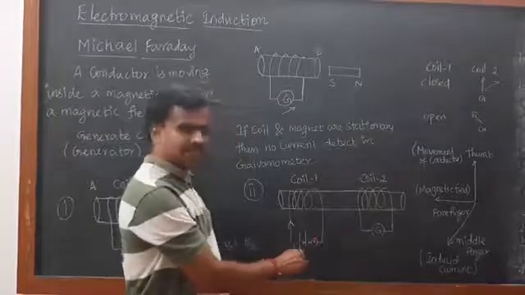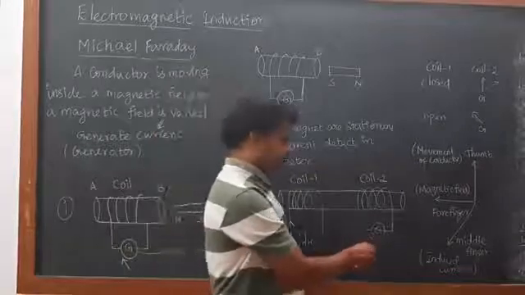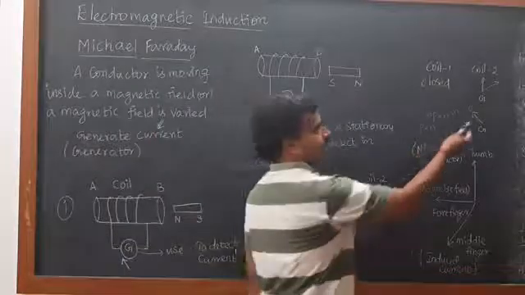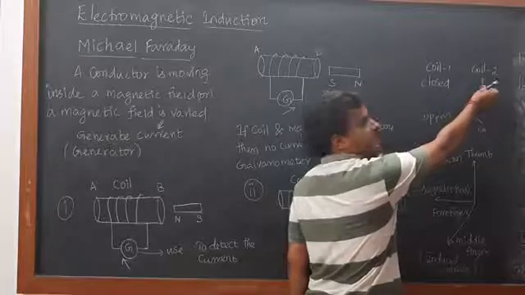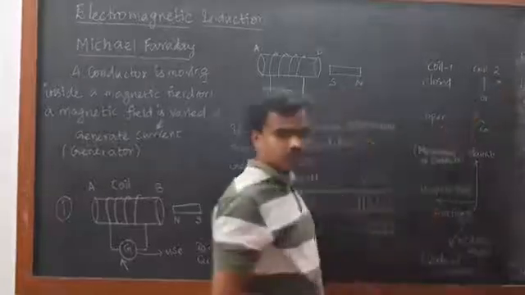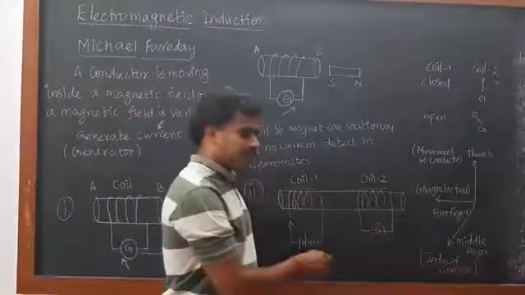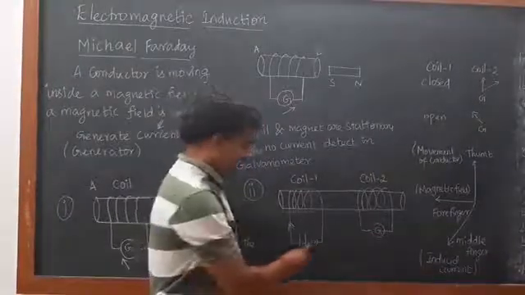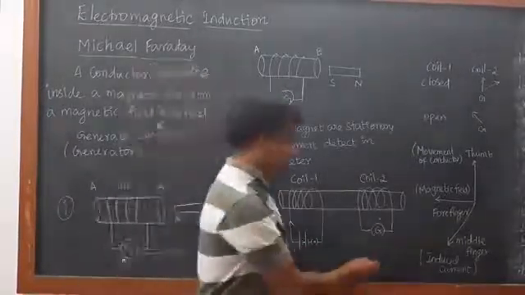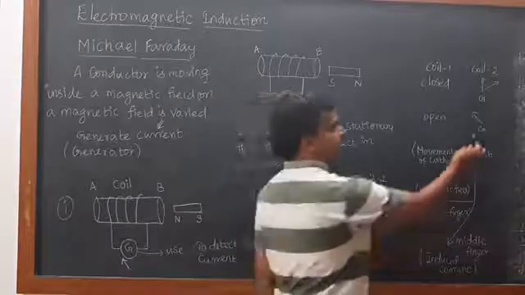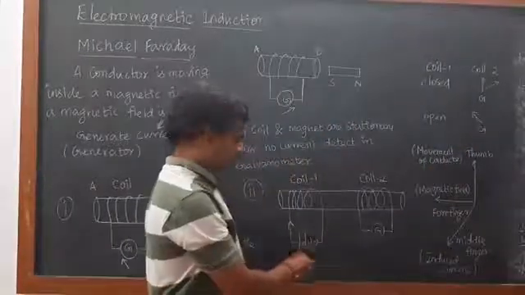So if you close this key, what will happen? The galvanometer shows some deflection, here, extreme right. After a few seconds, it comes back to its original position. That means it's a momentary current, right? Now, if you open this key, what will happen? The galvanometer shows deflection in the opposite direction because we have opened this key, right?